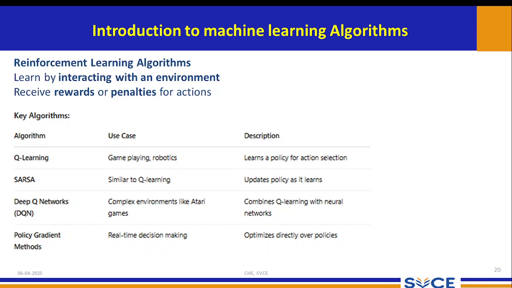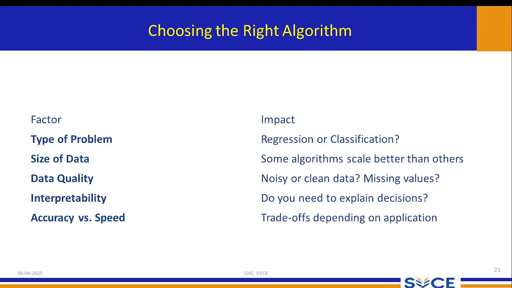So, for example, SARSA updates the policy as it learns. So from the mistakes, okay, it tries to learn the things, something like that. Learn a policy for action selection. Okay, so SARSA is similar to Q-learning. Okay, so this is coming under the reinforcement learning algorithm.